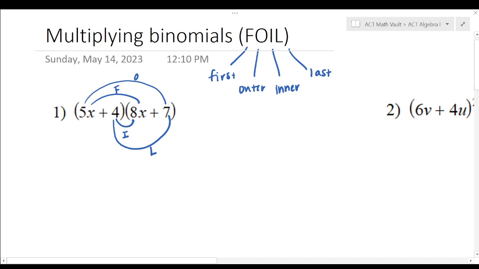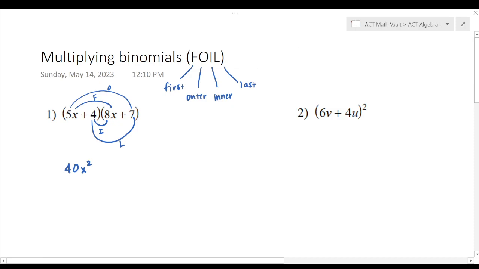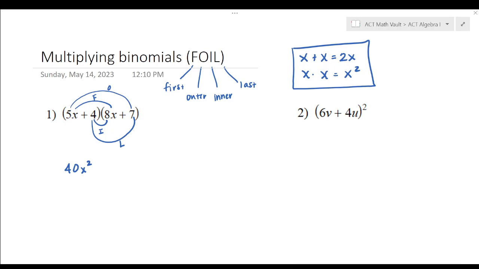Okay, so first we're going to do the 5x times the 8x. That's 40x squared. Why x squared, not 40x without the squared? Well, we have to remember throughout this whole video, this whole concept, that if we have an x plus an x, that's 2x. However, x times x is x squared. That gets confused all the time. Those two very basic aspects of algebra we need to keep straight. So 40x squared, we've done the F.